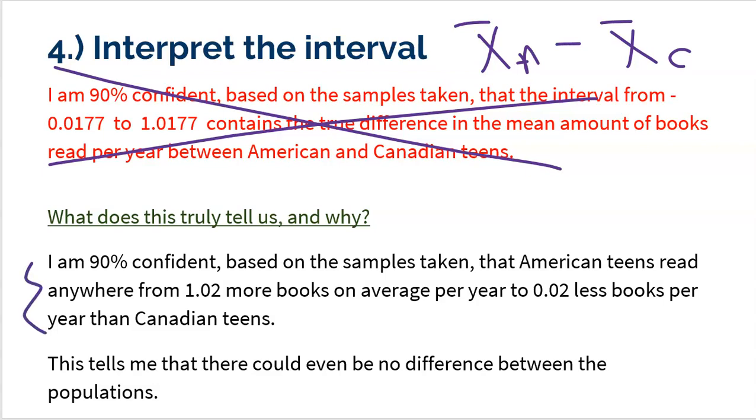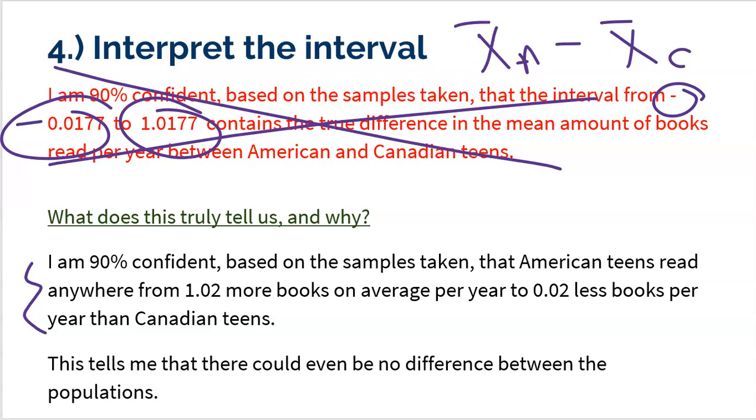I'm 90% confident, based on the samples taken, that American teens read anywhere from 1.02 more books on average per year to 0.02 fewer books per year than Canadian teens. So again, the positive number, the 1.02, tells me that the Americans could be higher. The negative 0.02 tells me that the Canadians could be higher.